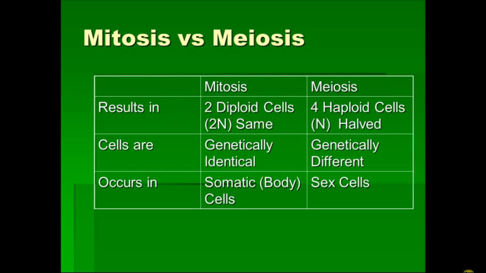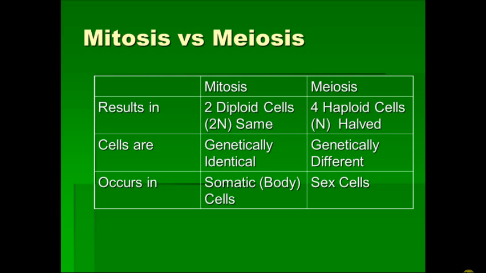So we take a look at mitosis versus meiosis and see what the differences are. In mitosis, again, the results are 2 diploid cells, which they label 2N, and I just call it the same. They're exactly the same. So they're sister cells. In mitosis, what's the result? We have the same cells as the original. We have 2 of them, but they're exactly the same.